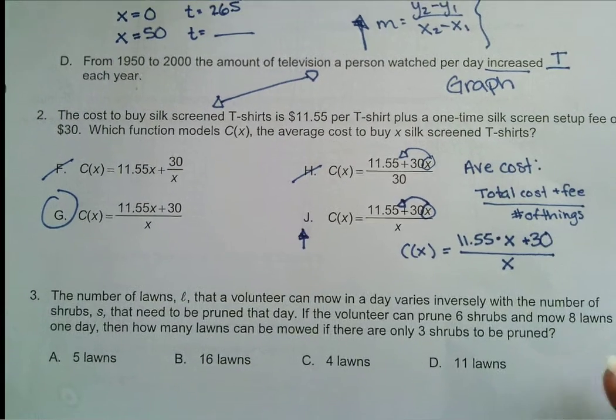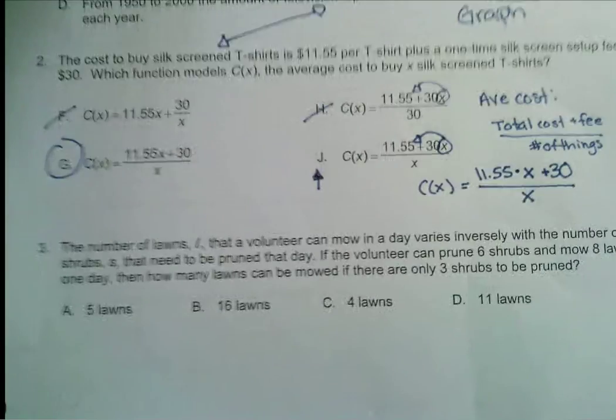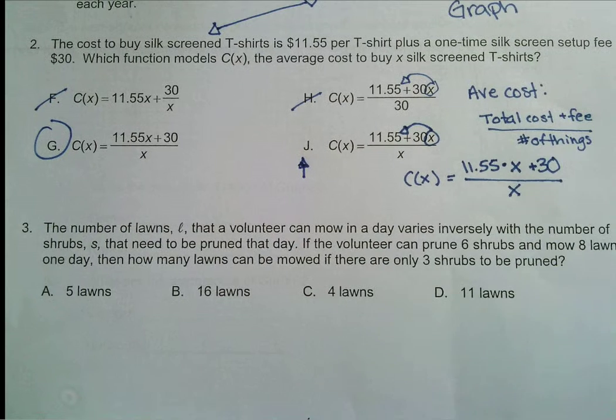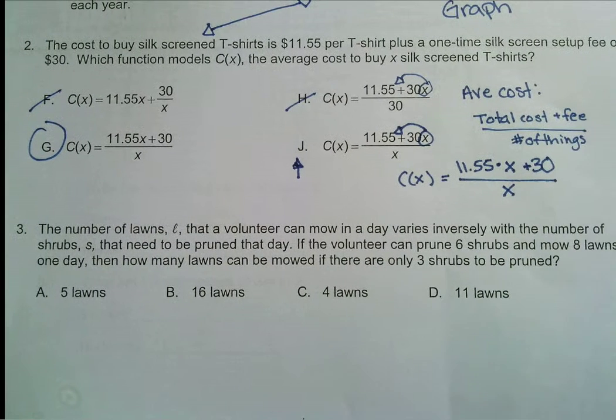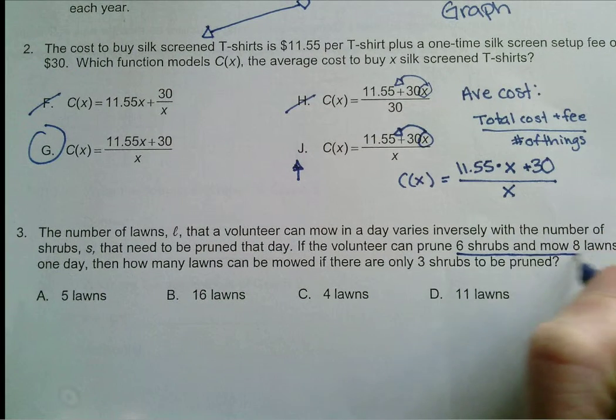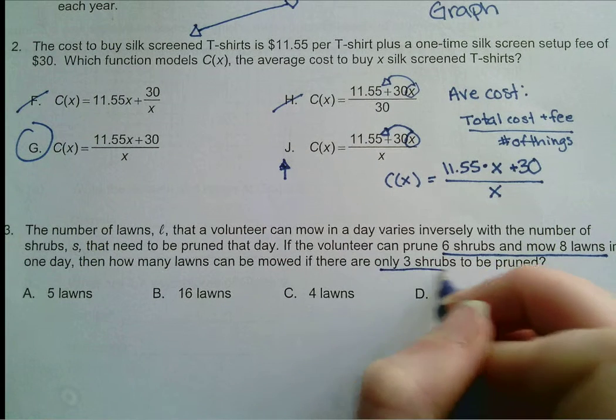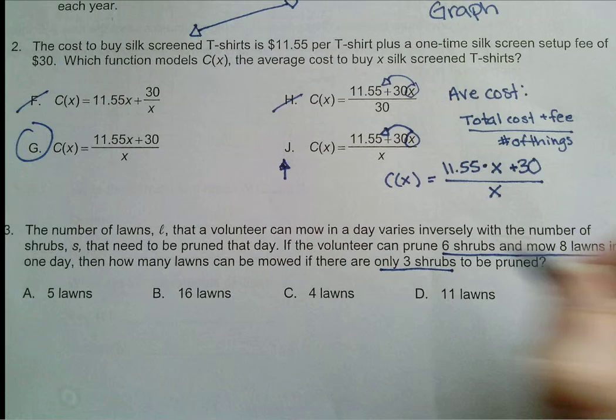Now for 3, it says the number of lawns L that a volunteer can mow in a day varies inversely with the number of shrubs S that need to be pruned that day. If the volunteer can prune 6 shrubs and mow 8 lawns in one day, then how many lawns can be mowed if there are only 3 shrubs to be pruned? So one of the key things that helps us is this word here, inversely.